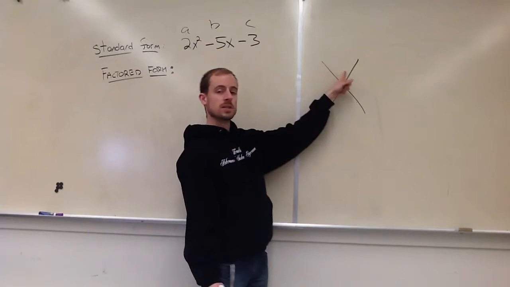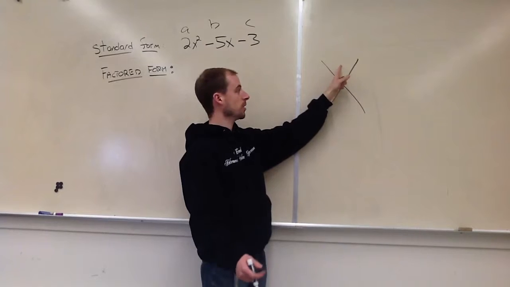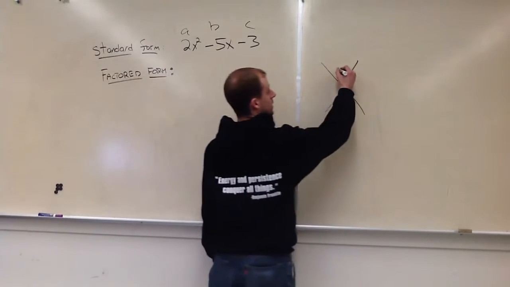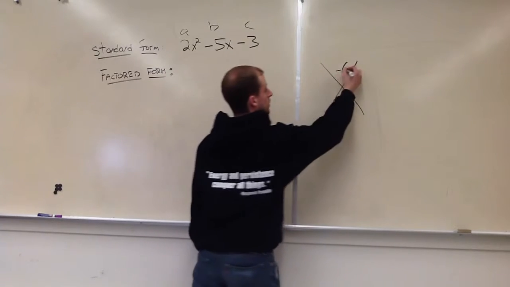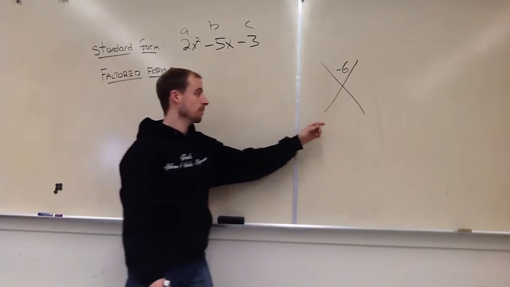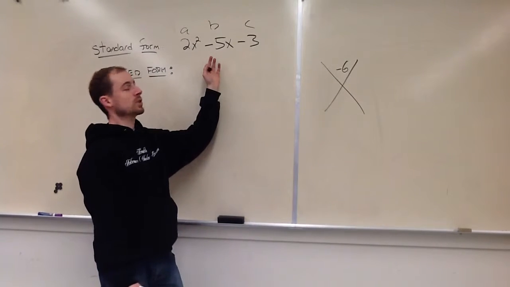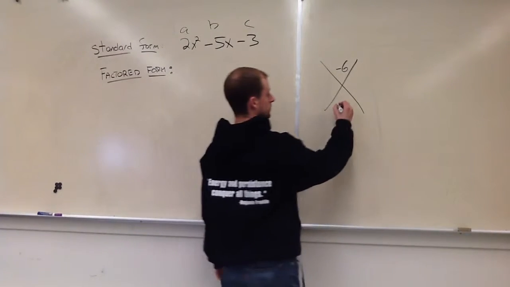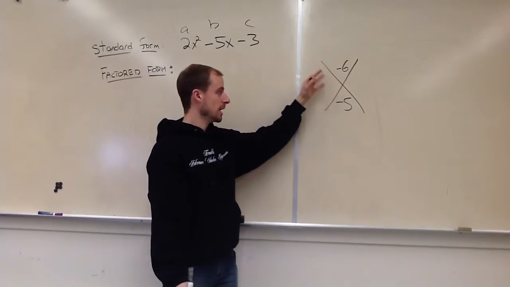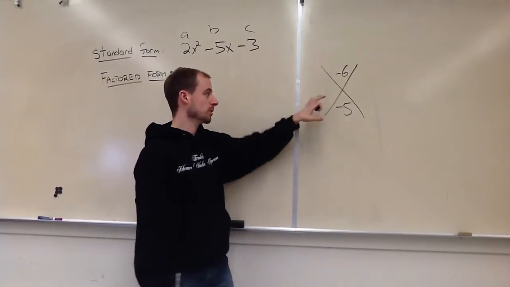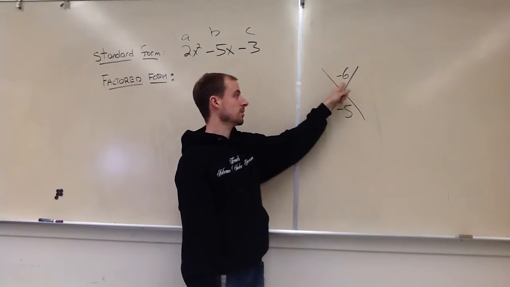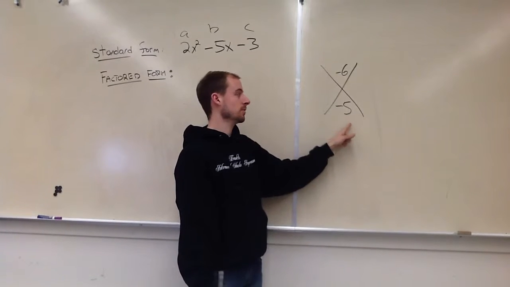So a times c actually goes up top. And I know we've gone over this, but just to rehash, 2 times -3, that's -6. All right? And then on the bottom piece, the bottom is b, which is -5. Once you get the numbers, a lot of us have practiced this before. So we're looking for two numbers, here and here, that are going to multiply together to give me this number, and add together to give me this -5.